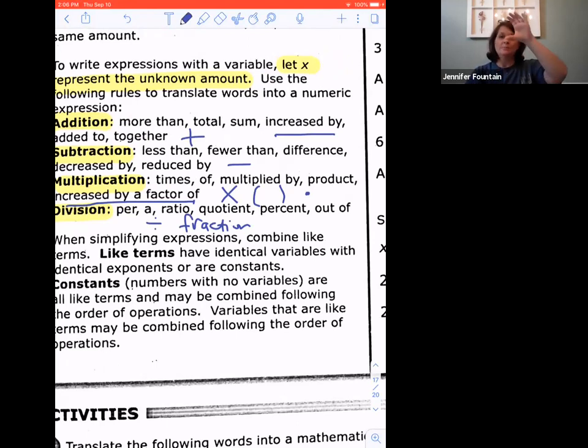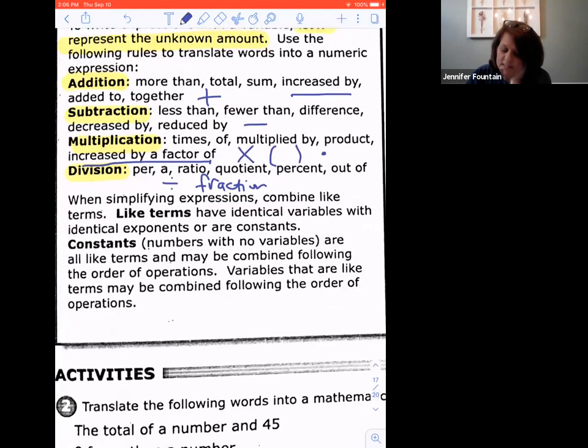So the number I'm dividing into is on the top, and the number I'm dividing by goes on the bottom when I represent it as a fraction. When simplifying expressions, combine like terms. Like terms have identical variables with identical exponents, or they're constants. And constants are numbers that have no variables. Constants are like terms and can be combined using the order of operations. Variables that are like terms may be combined by following the order of operations. So we're going to look at what this is talking about here.